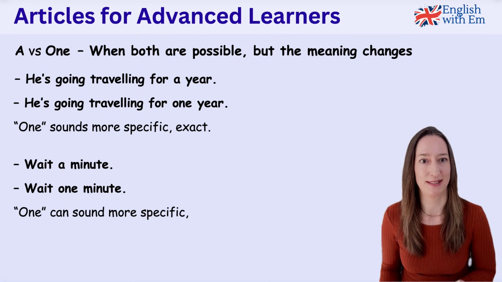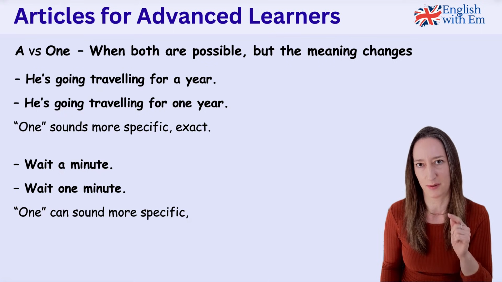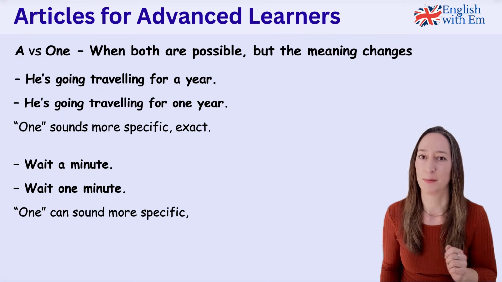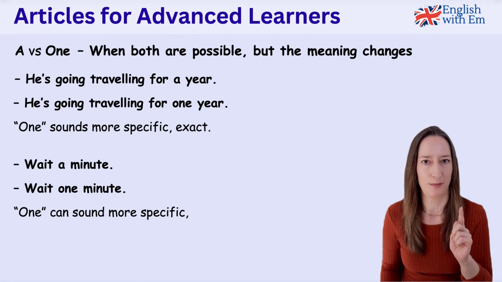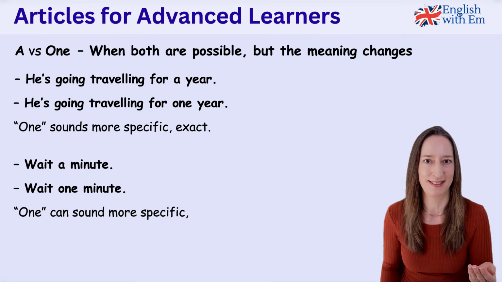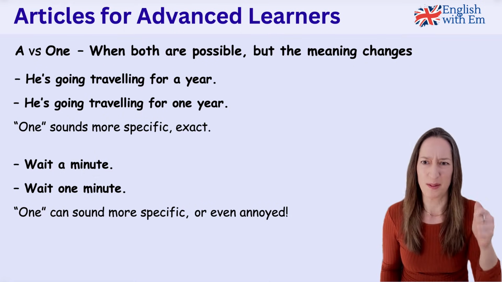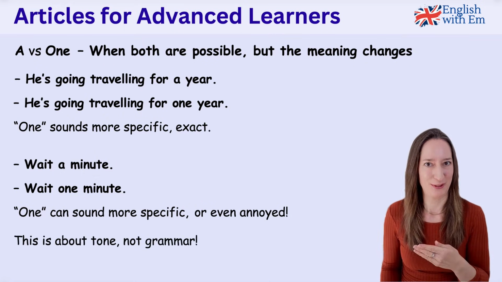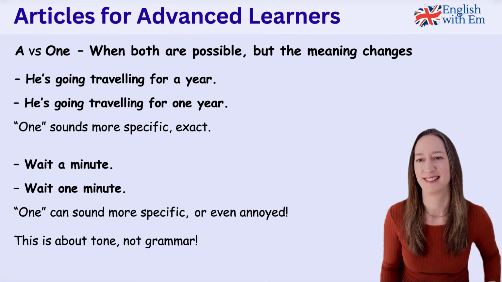Maybe the timing matters. Maybe you're playing a game and you want the person to wait for exactly one minute. Or cooking. In baking, timing is important and you need to be precise. Wait exactly one minute, not two minutes, not one minute and 30 seconds. And it can even sound annoyed. "Wait one minute." So this is about tone, not grammar. It's about how you're thinking about the situation.